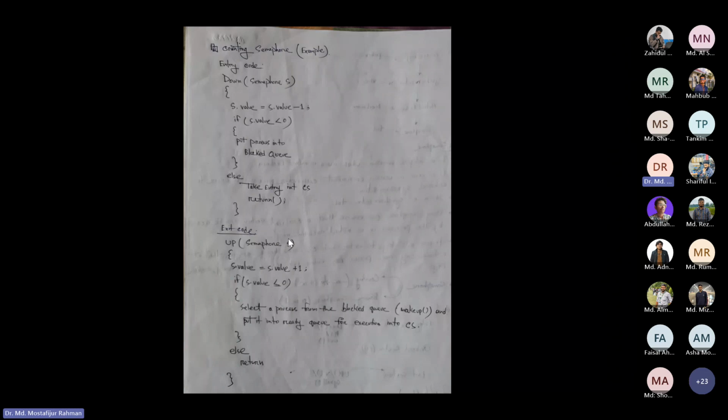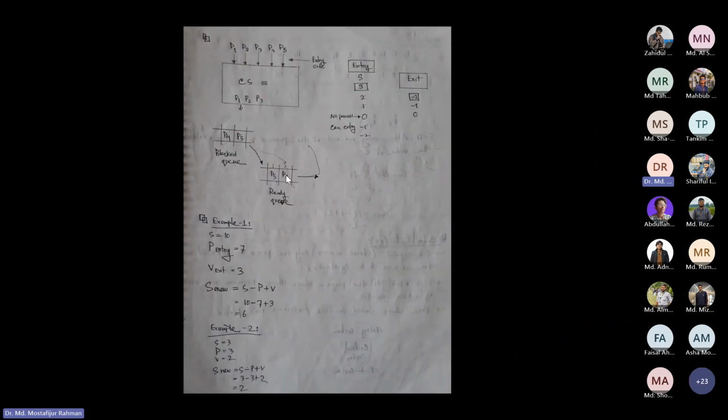The semaphore value is minus 2, so minus 2 plus 1 means minus 1. Is the S value less than or equal to 0? Yes. Then select a process from the blocked queue, wake it up and put it into the ready queue. P4 was first, so P4 will come first and go to the ready queue.